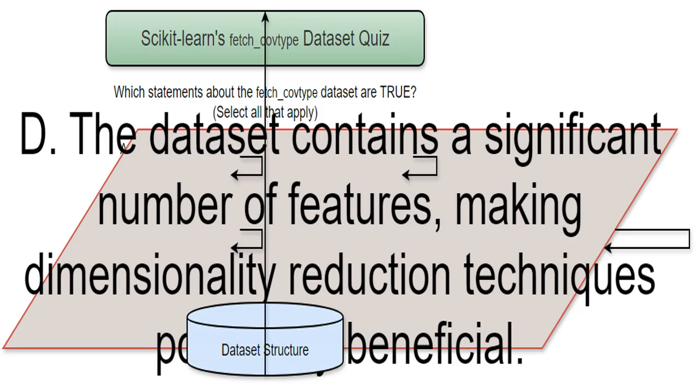are correct. This statement says the dataset has many features, which could make it computationally expensive to work with. Dimensionality reduction techniques, like principal component analysis, PCA, can help simplify the dataset without losing too much information. I believe this is an important consideration for anyone working with this dataset.